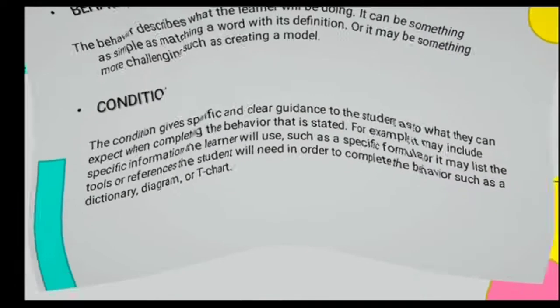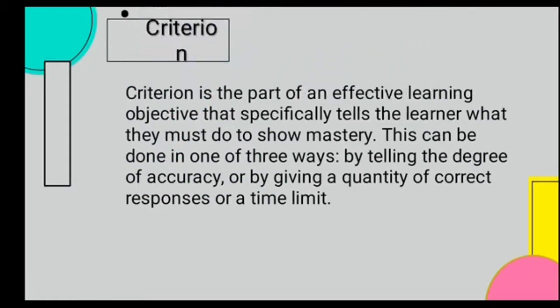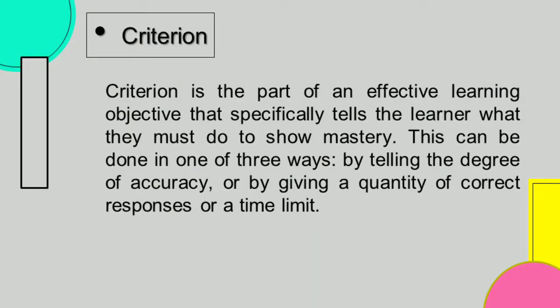And the last part is criterion. Criterion is the part of an effective learning objective that specifically tells the learner what they must do to show mastery. This can be done in one of three ways: by telling the degree of accuracy, or by giving a quantity of correct responses, or a time limit.